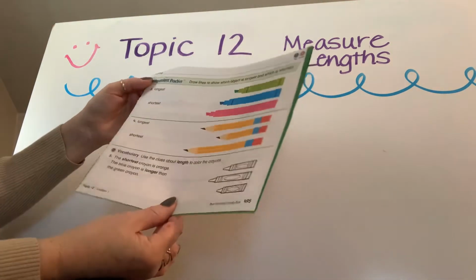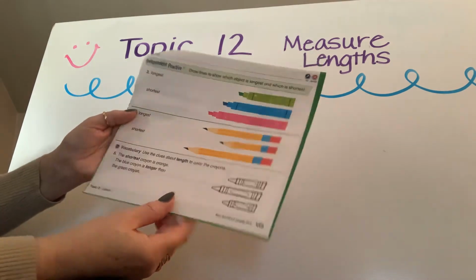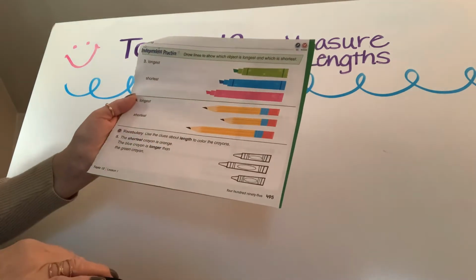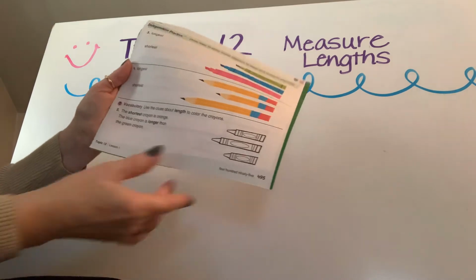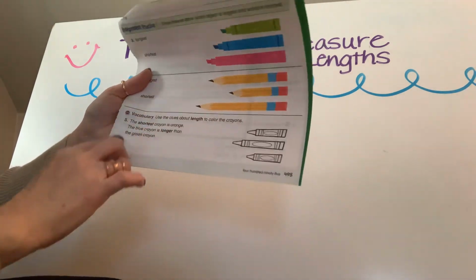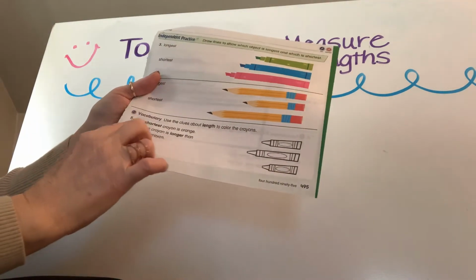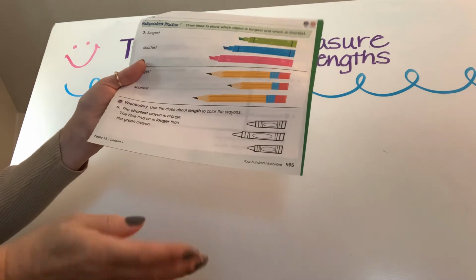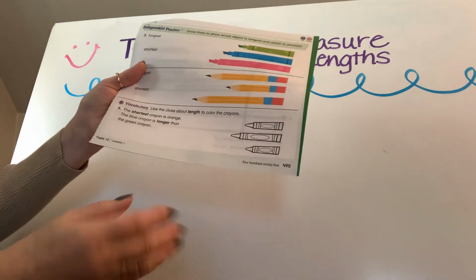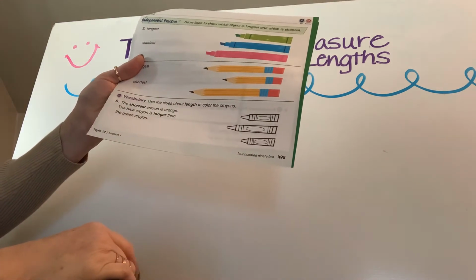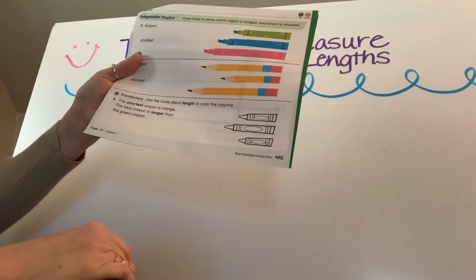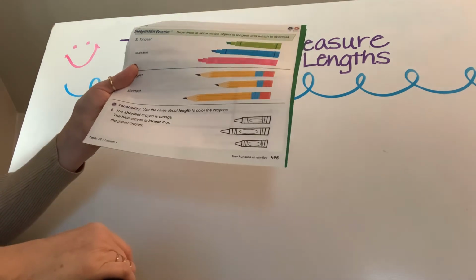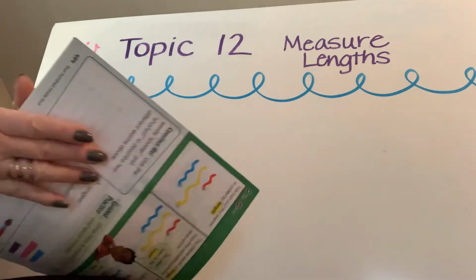All right, now I'm going to let you do the next page. Longest and shortest, longest and shortest. And I'd like you to try number 5. The shortest crayon is orange. I need you to color it. The blue crayon is longer than the green crayon. You think you can color those in?